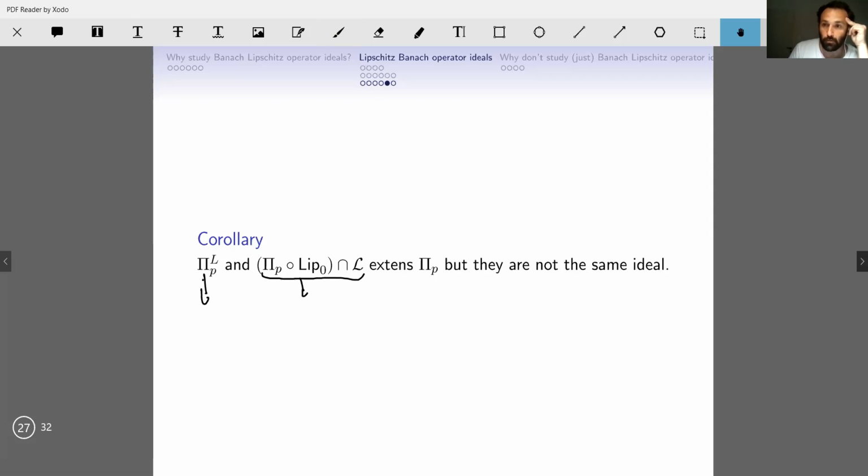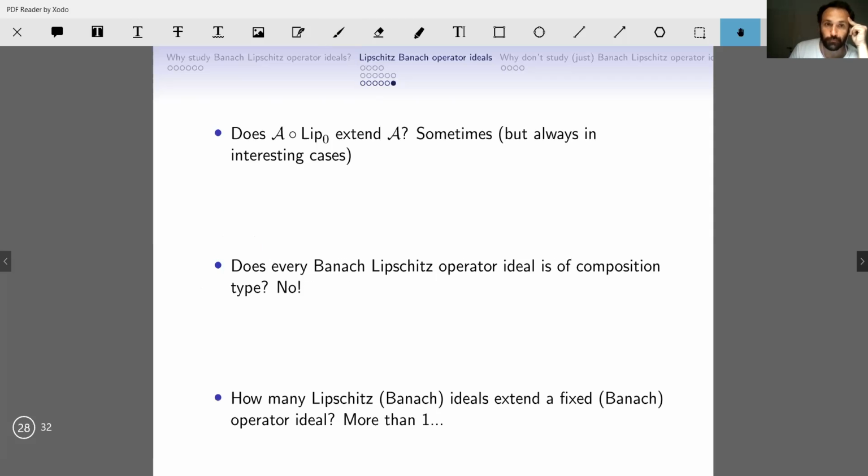So what we saw here: does A composed with Lipschitz extend A? Well, sometimes, not always, but always in the interesting cases. Which are the interesting cases? Well, they are when both spaces E and F are separable.